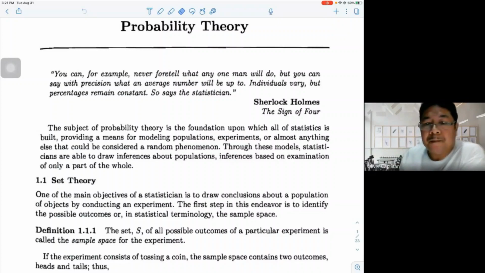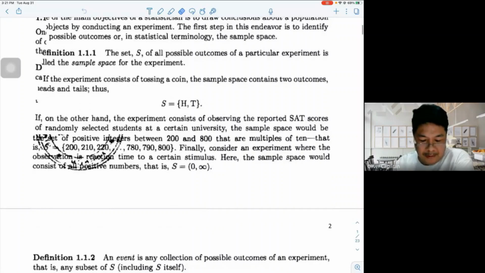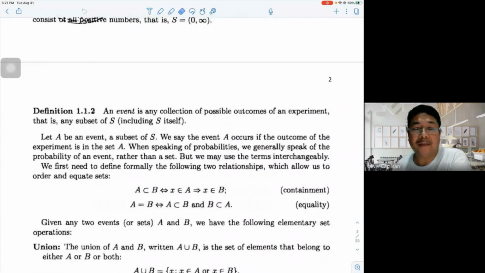Well, let's have a review first. In my discussion last meeting, I actually have a review on set theory here. We defined the sample space for a particular experiment. It is the set of all possible outcomes. And then any subset of our sample space, we name it as an event. And we have seen that an empty set is a subset of the sample space, and the sample space is also a subset of itself.